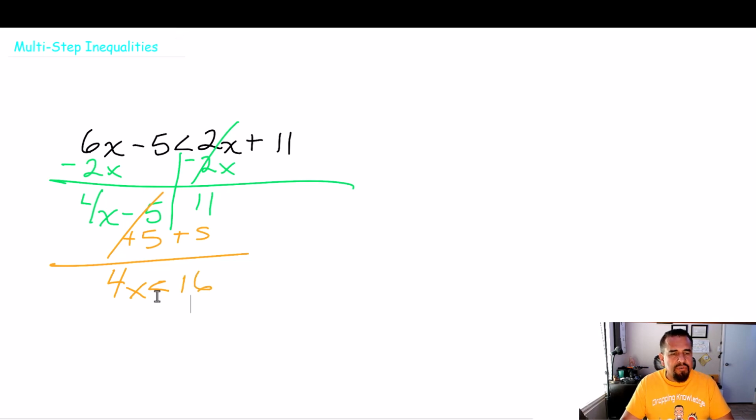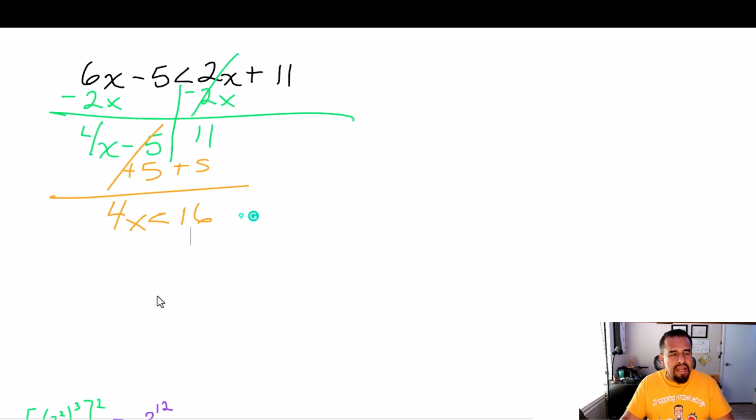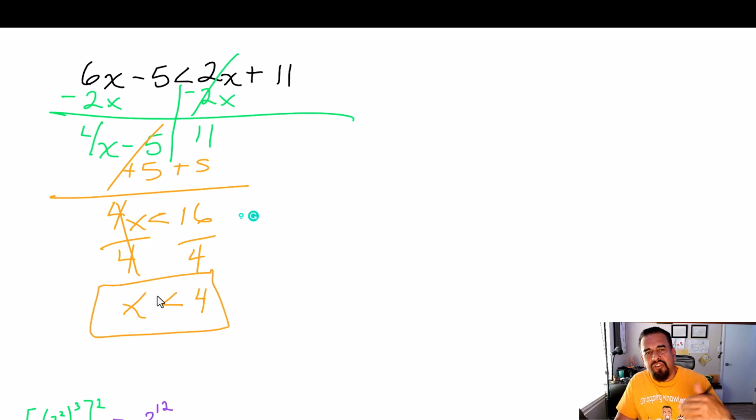Then I'm going to divide both sides by 4. Here 4 and 4. That leaves us with x less than 4. Now remember that these are statements. It means that my answer is going to be any value that is less than 4. My answer is not 4 because we don't include 4. Any value that is less than 4 will make this inequality true.